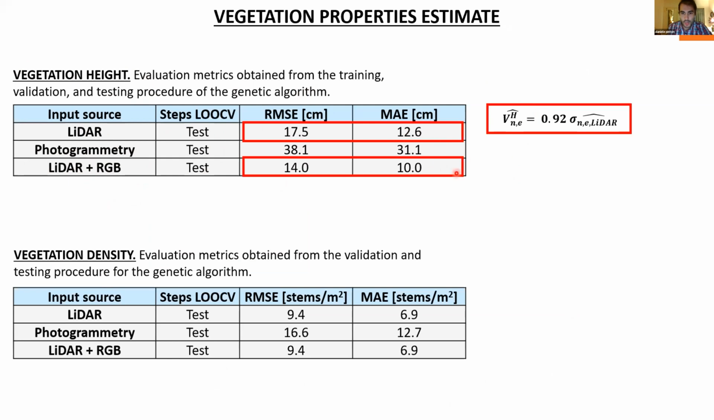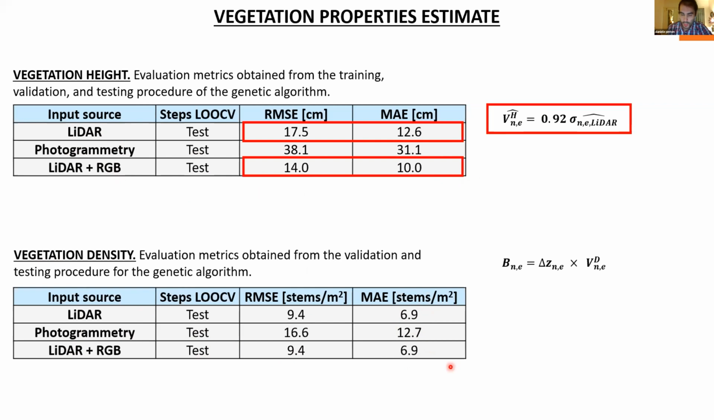Considering these two errors, I can conclude that it's not so useful to add the RGB data. If we add the RGB data to the LiDAR data, we don't have a very big decrease of the error in comparison with using only the LiDAR. And it's the same if we consider the vegetation density, because you see the error using the LiDAR and the LiDAR plus RGB data are exactly the same. And these errors are pretty low, considering that the maximum density we got in this area is something like 150 stems per square meter. So the error is pretty low.